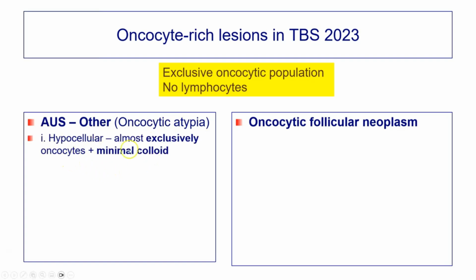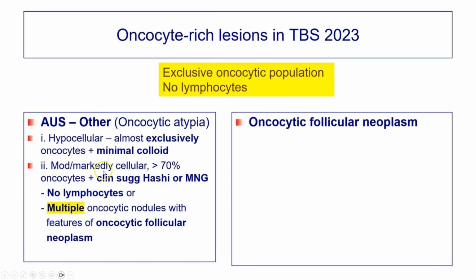For example, if there is a hypocellular nodule with almost exclusively oncocytes and minimal or no colloid, or a more cellular smear where there is an almost exclusive oncocytic population, meaning that this looks like an oncocytic neoplasm. However, the clinical features suggest a more benign etiology. And in these nodules, there should be no lymphocytes, or there are multiple oncocytic nodules with features of neoplasm, but the clinical picture points to a benign picture. So this will also be classed into AUS other.